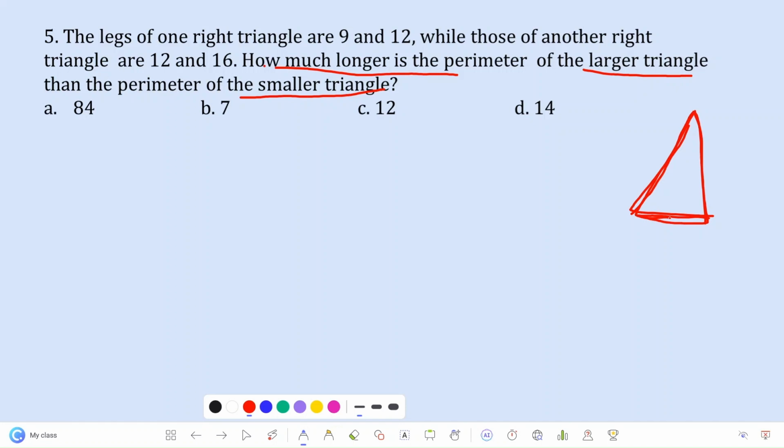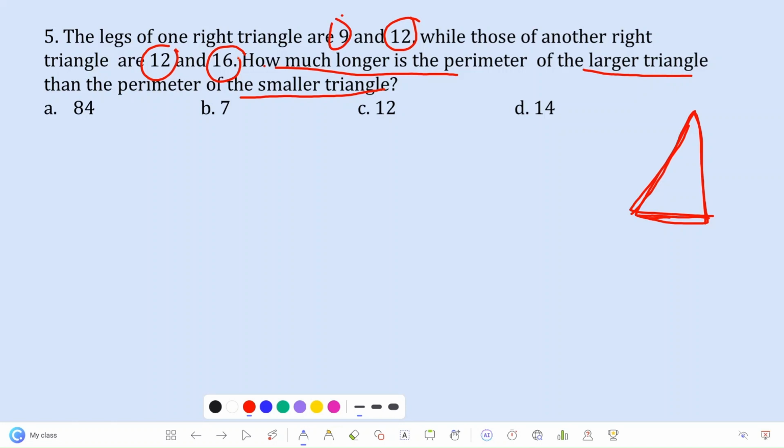Yan ang perimeter ng triangle. Okay. Ngayon, meron tayong isang triangle, 9 at 12 ang isang side. Ang dalawang side naman ng other triangle is 12 and 16. So, mas malaki ito. Ngayon, pwede natin itong gamitin ang Pythagorean theorem dito.